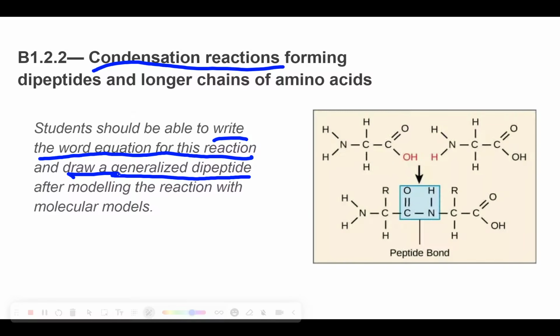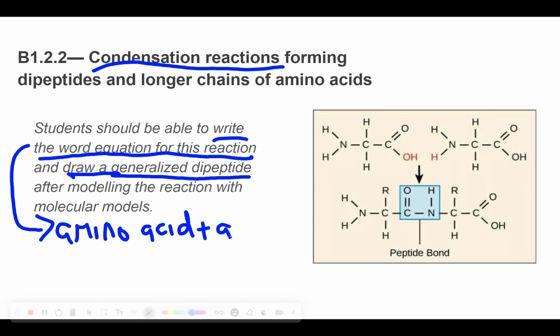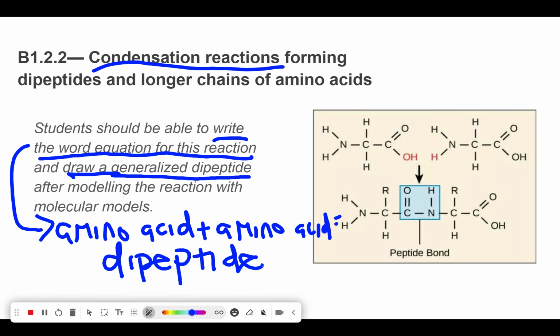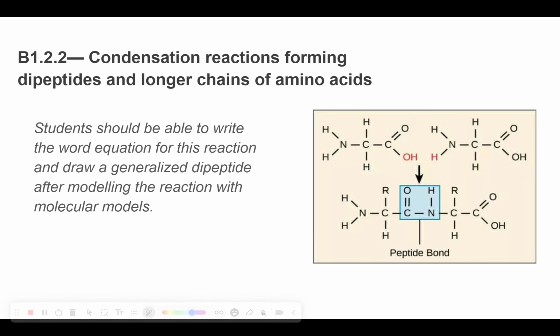So the word equation is pretty straightforward. If you have an amino acid and it bonds with another amino acid, you form a peptide bond between those 2 amino acids, and the result is a dipeptide. And that is what is shown in this picture over here. So I'm going to erase so that we have plenty of space to look at this. This is your generalized dipeptide, this part down here.